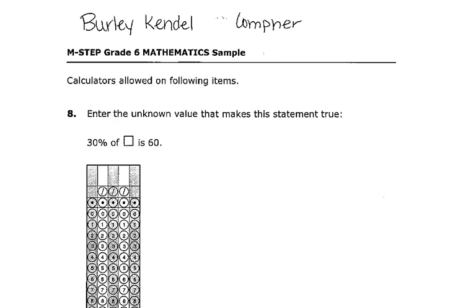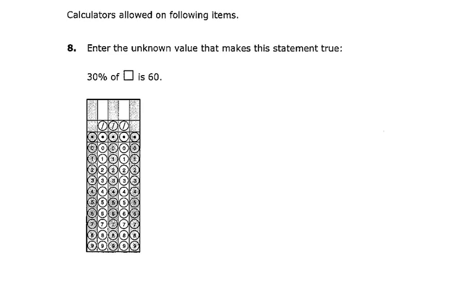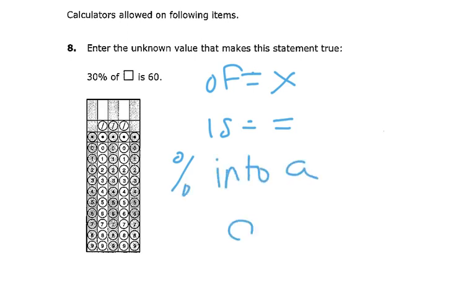All right, up here. Enter the unknown value that makes this statement true. Okay, 30% of something is 60. So remember, what do you know? We know that of means to multiply, right? And we know that is equals. And we know we need to turn a percent into a decimal. Remember that? Okay, those are your hints. They're pretty big hints. Good luck to you, friend.